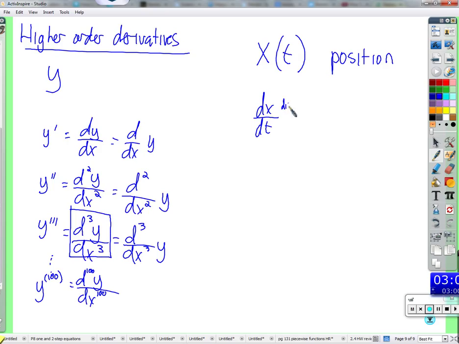Well, that's a distance over a time. That's how fast the distance is changing with respect to time. So that's what we call velocity. Everybody, be silent here. Think about this. What would the second derivative be? Just think about it for a second. And remember, the derivative of any function tells me how fast that function is changing. This is the derivative of the velocity function. The change in velocity is called acceleration.